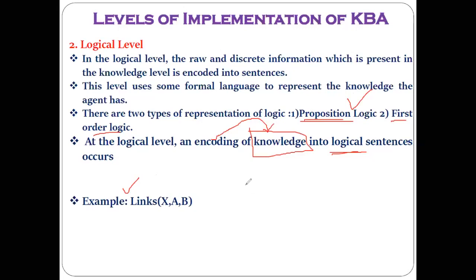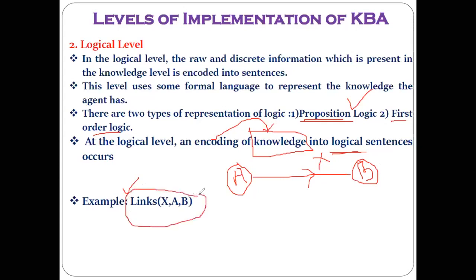In the previous point, the knowledge level, I told you the second example. There is a station A and a station B, and there is a bridge between A and B. We are considering this bridge as X. In the knowledge level, we are providing this information, but the representation of that information happens like this, just as a sample. This is the logic level representation: Links in brackets X, A, comma B.